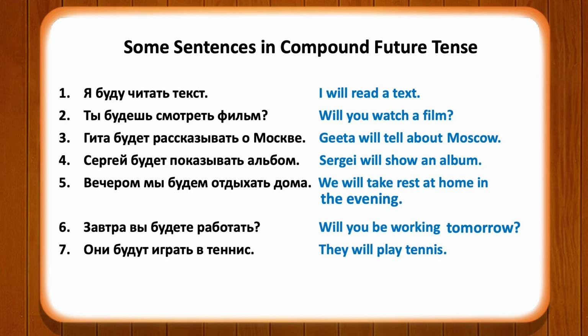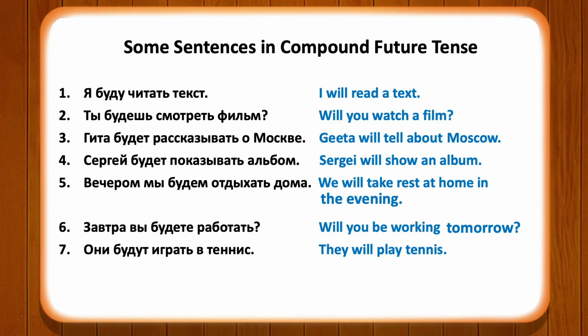In the next sentence, the verb used is работать, which means to work. When we use it in future tense form, we use it with the auxiliary verb быть. So, завтра вы будете работать. Will you be working tomorrow? The verb работать is being used in the future tense. The auxiliary verb быть is being conjugated according to the pronoun вы. Вы будете работать. Will you be working tomorrow?